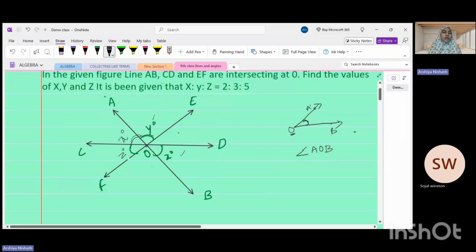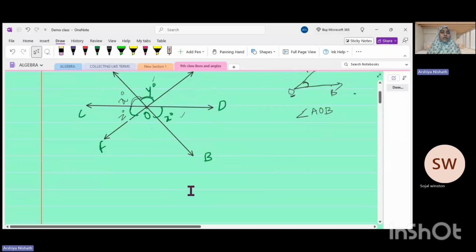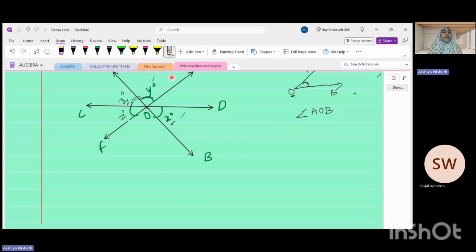Similarly, as you can see here, this is angle BOD. What can I tell about angle BOD and angle AOC? They are facing each other. When angles are facing each other, it means they are vertically opposite to each other. Vertically opposite means that when the angles are opposite to each other, they are equal. That's why, here, this is X, so this will also be X. Why? Because they are vertically opposite. Vertically opposite angles are equal.